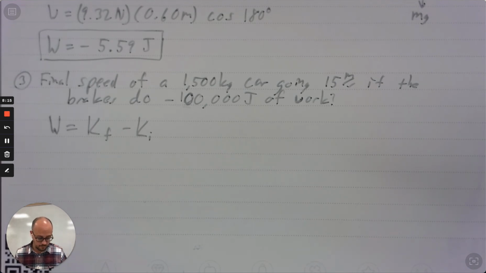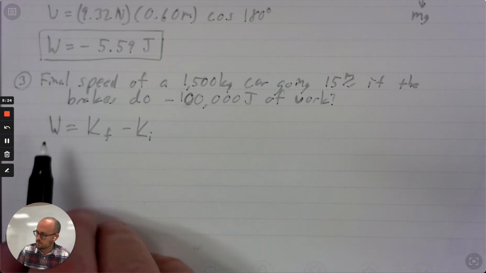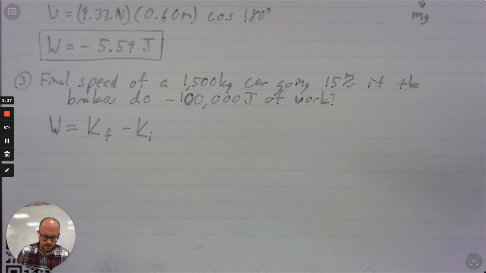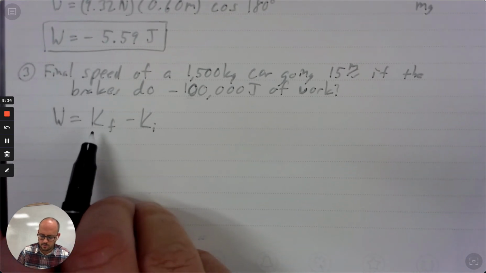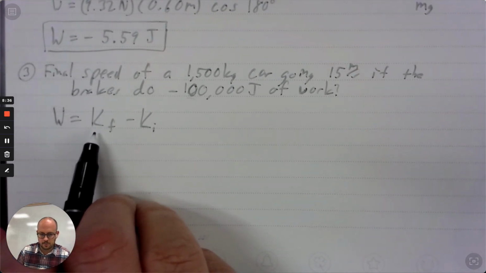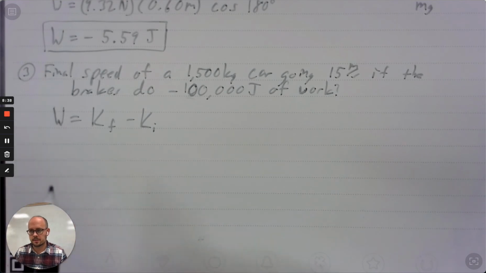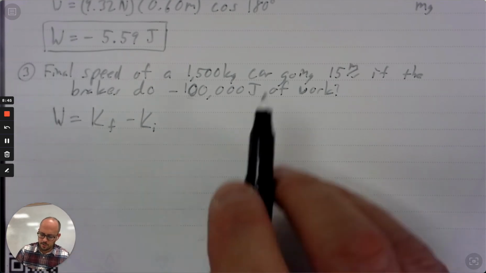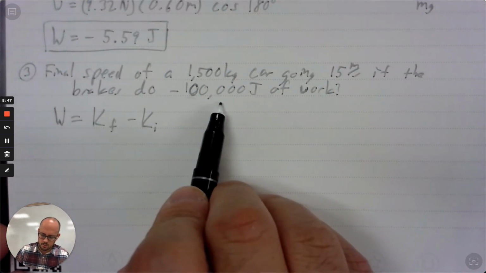So we will work on how to use that in class, over and over again. But this is one way to do it. That work done by the net force causes a change in kinetic energy. We can now substitute some things because we know that kinetic energy is 1/2 mv squared. With energy problems, it's critical that you understand at what level of detail your numbers belong. In other words, the brakes do negative 100,000 joules of work.